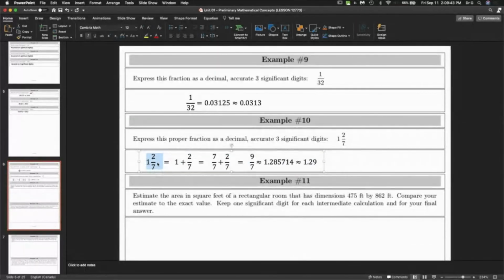See this 1 and 2/7 business? Proper fractions? I couldn't care less about proper fractions. As an engineer, I rarely use them. The only time I ever see a proper fraction, you know where it is? Home Depot, when I want to go buy wood to make some stuff.